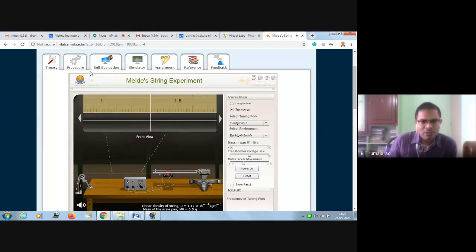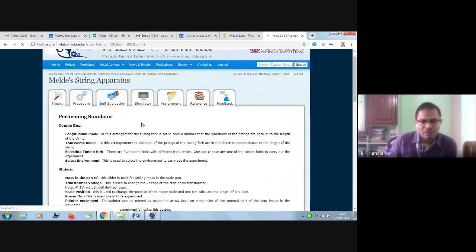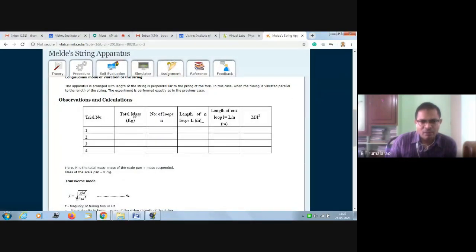Then you can directly go to this table, if you need, see your manual. Trial number 1, total mass. What is the total mass? The mass of the pan plus the mass I applied into the pan. The mass of the pan is 0.5 grams and I applied 10 grams, so 10.5. Number of loops, you can find out, 6 or 4 loops. So length of the loop, then directly you can find out this small l, 0.23. You know this M value and l value.